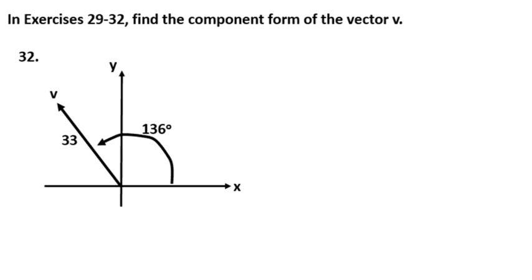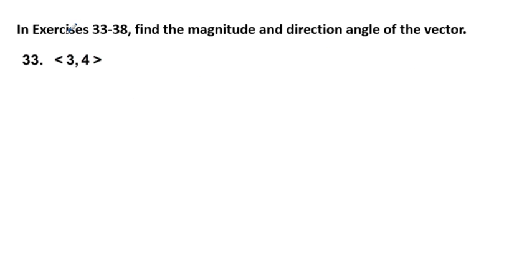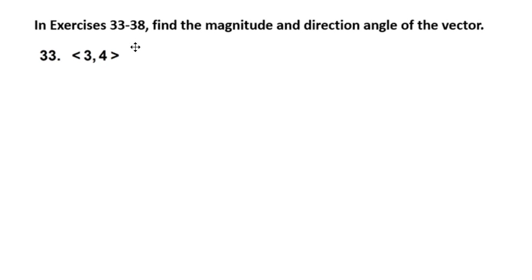Next odd number problem is going to another set, and the exercises are 33 to 38. Find the magnitude and direction angle of the vector. So in 29 through 32 we had a direction and a magnitude already. Here we're going to find magnitude and direction. And what this looks like is this.